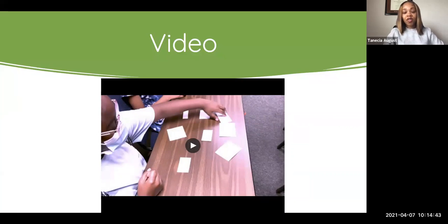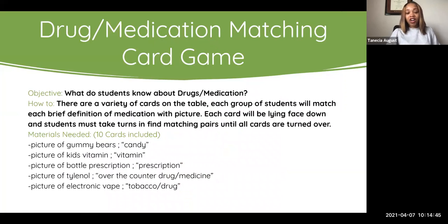Okay, so for this matching card game, there will need to be a counselor or teacher who facilitates the game, just because the students don't already have the knowledge of what drugs are, what medication actually is. After they play this game, the counselor or the facilitator will go around and ask questions, and they'll just raise their hands.